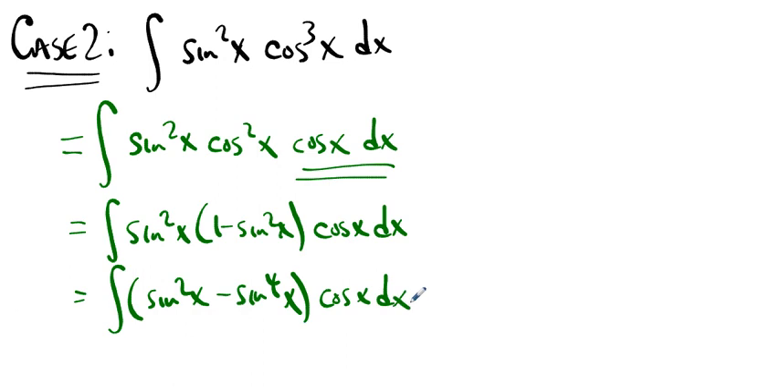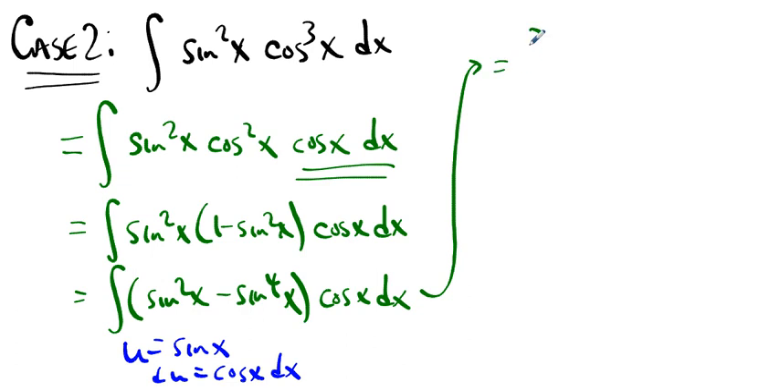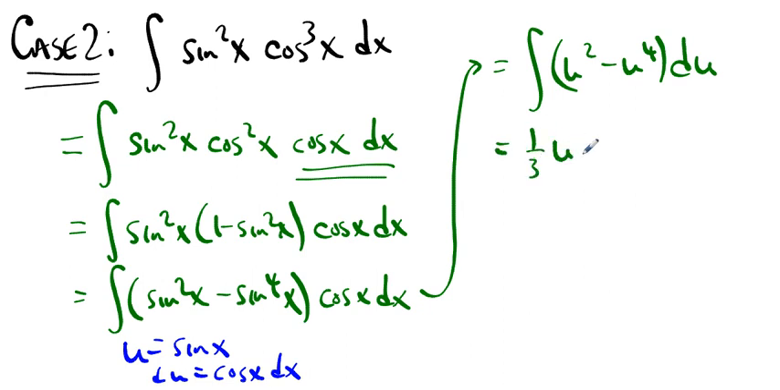In fact, this looks very similar to case 1, and that's by design. What do you got? You got that u is sine x, you got that du is cosine x dx. This is in terms of u, this is the du, so you have the integral of u squared minus u to the 4th du, and that is 1/3 u cubed minus 1/5 u to the 5th plus a constant, and I know exactly what that is. We sub the u back in.